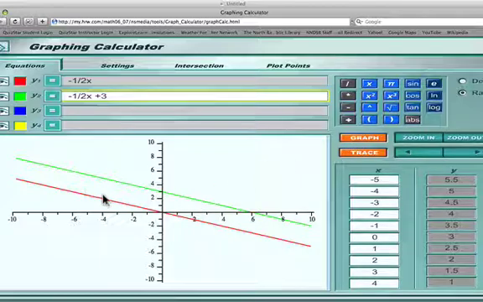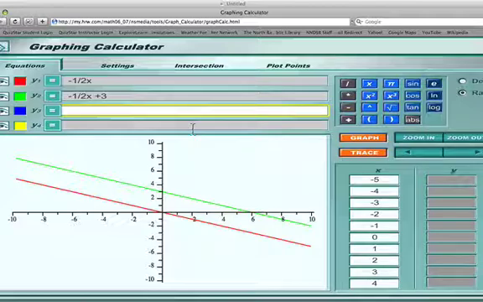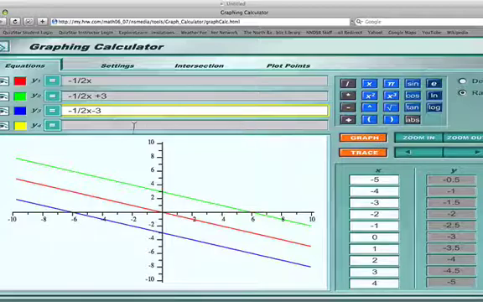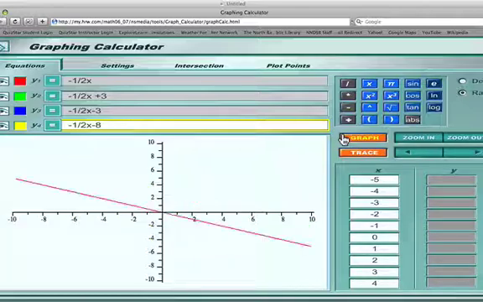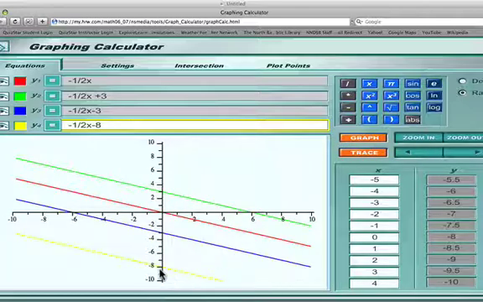And you'll note that these lines are not getting any further apart or any closer together. So put in another one, negative 1/2 x minus 3. We graph that, another parallel line. And if we do negative 1/2 x minus 8 and graph that, once again we end up with 4 parallel lines.